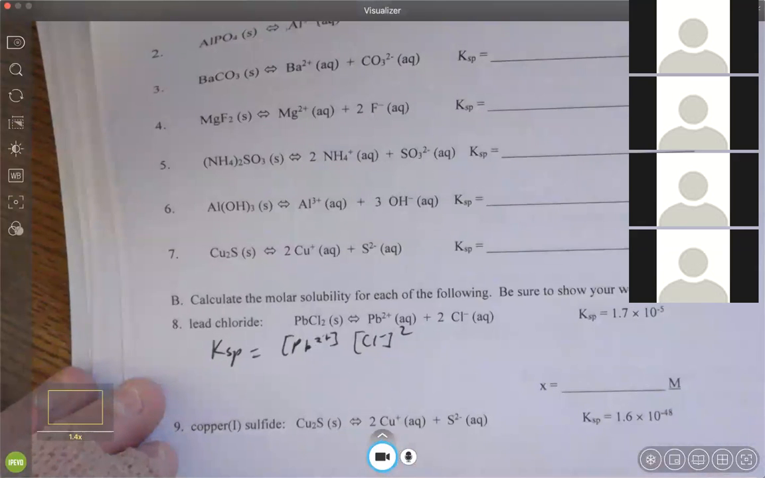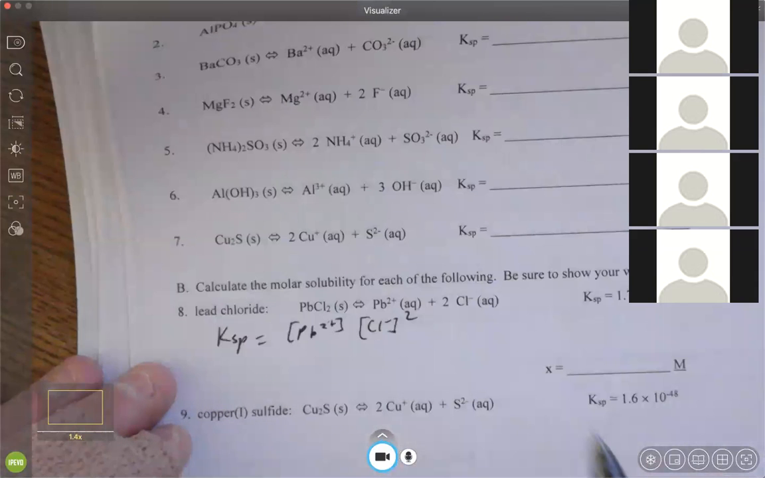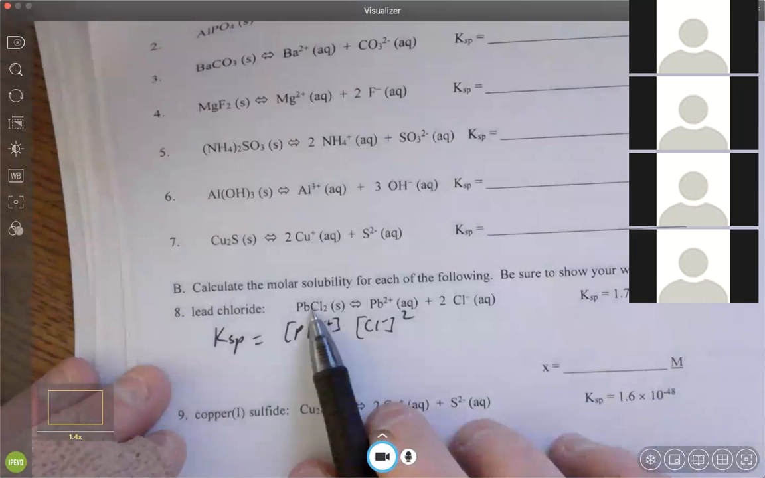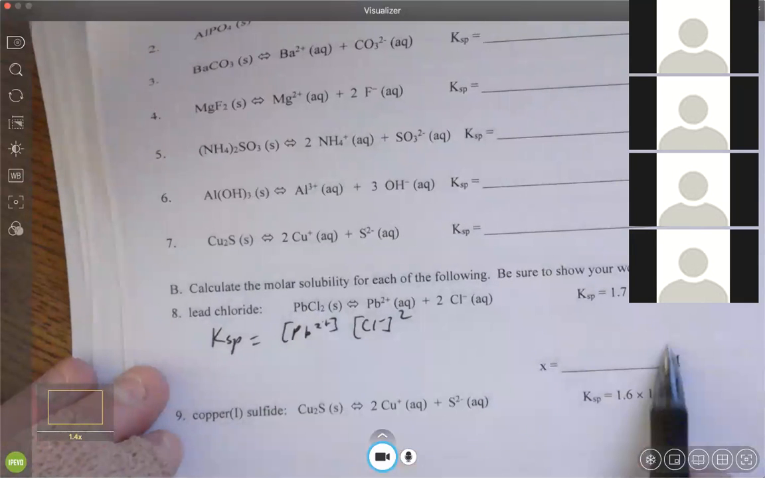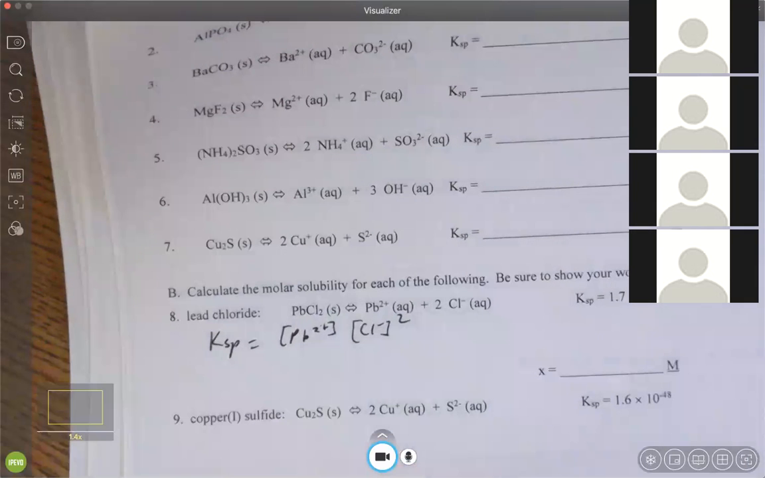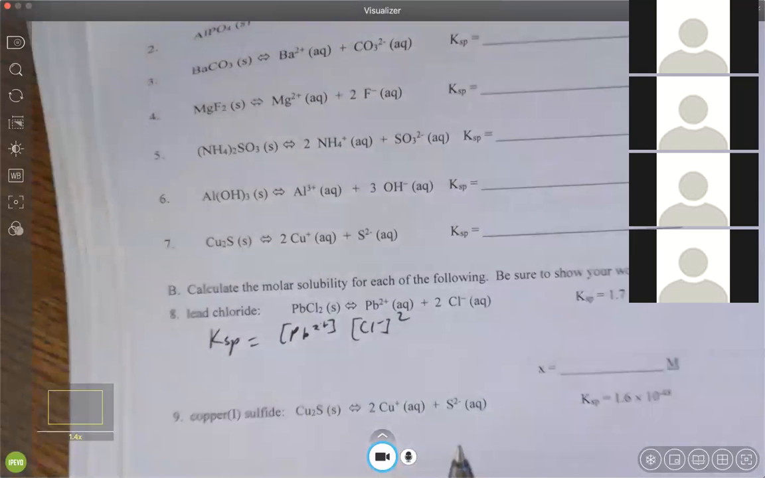Good, I'm glad. So if we take a look here, if we're trying to solve for X for this, basically we're trying to solve for the molarity that whoever put in there. This is the solubility product constant. Let me ask you this, is this very soluble or slightly soluble?